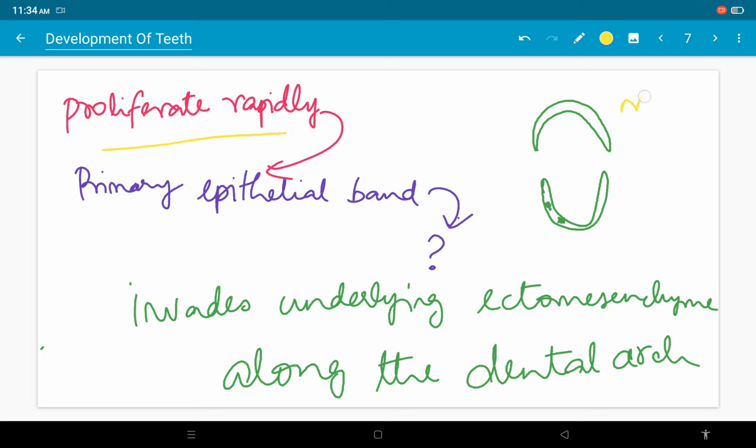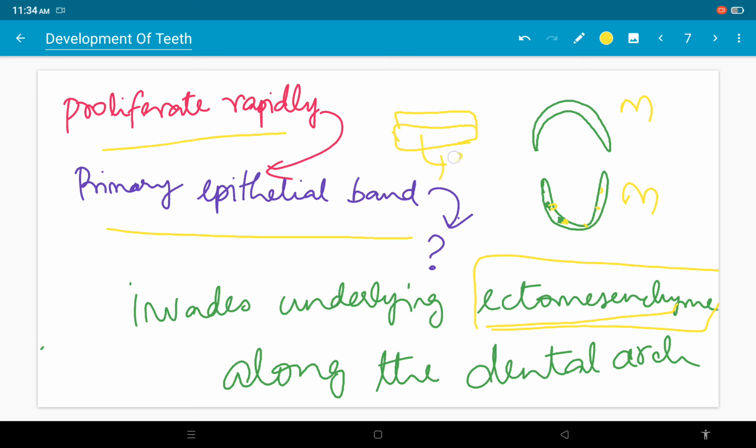rapidly. So this is your maxilla and mandibular arch. Here, in certain areas where the teeth are going to be present, proliferation happens rapidly. So it is known as primary epithelial band. It invades the underlying ectomesenchyme. So ectomesenchyme is the connective tissue component of your ectoderm. The mesenchyme which is present beneath the ectoderm is known as the ectomesenchyme. So in the ectomesenchyme, along the dental arch, the primary epithelial band invades.